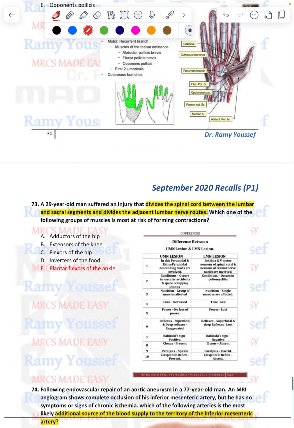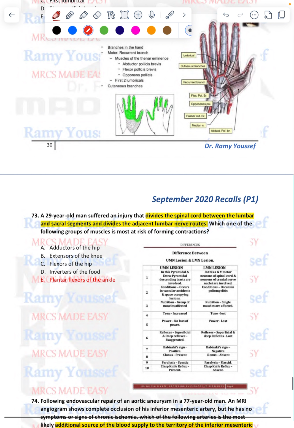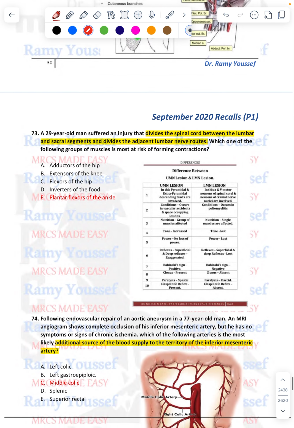Following endovascular repair of an aortic aneurysm, MRI angiogram shows complete occlusion of the inferior mesenteric artery. But he has no symptoms. So there is an additional marginal artery drawn from the middle colic artery, which is a branch of the superior mesenteric artery.